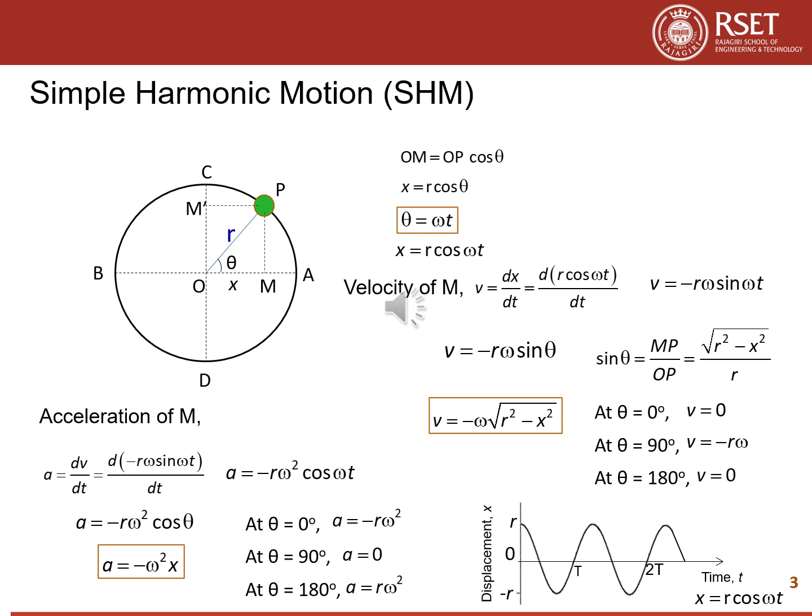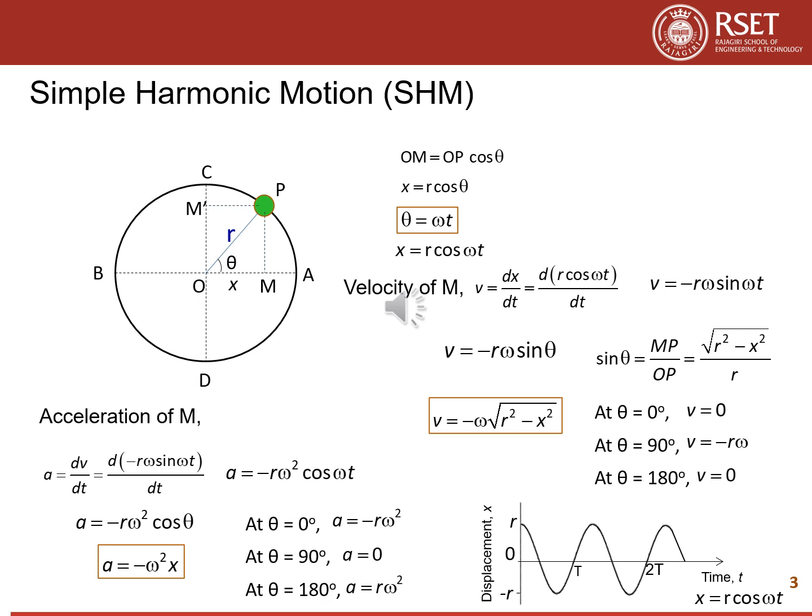to dx by dt. Substituting the value of x, we can write velocity is equal to minus r omega sin omega t. Now it can also be written as minus r omega sin theta. From the figure we can write sin theta is equal to MP by OP. Now MP can be found out using Pythagoras theorem, that is MP will be equal to square root of r square minus x square, and OP is the radius r. So we can write sin theta is equal to square root of r square minus x square by r. Substituting this in the equation V is equal to minus r omega sin theta, we get V is equal to minus omega square root of r square minus x square.